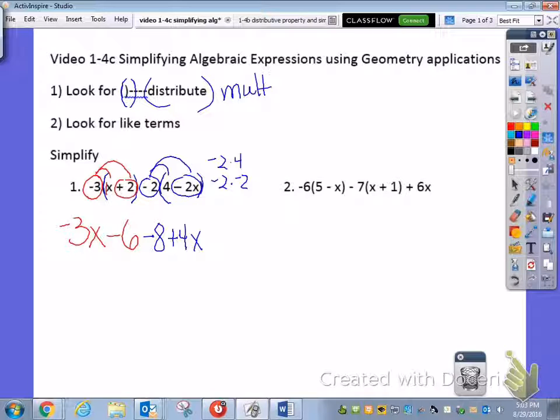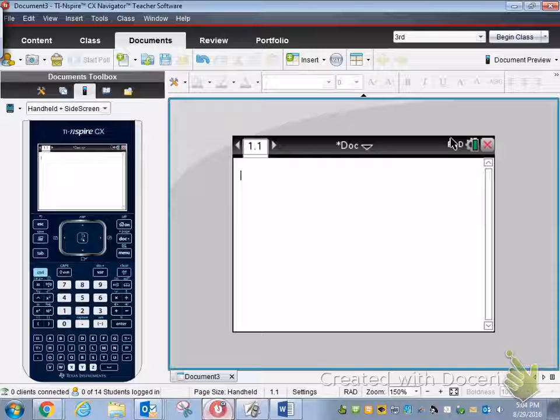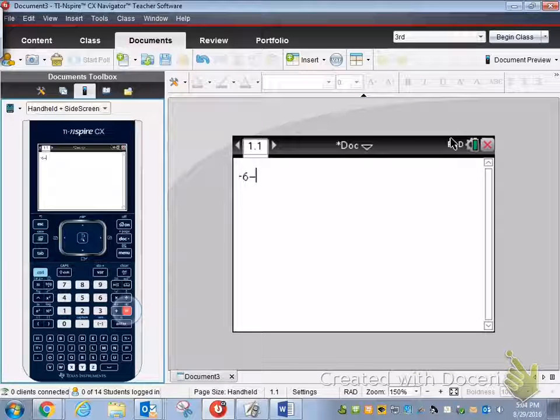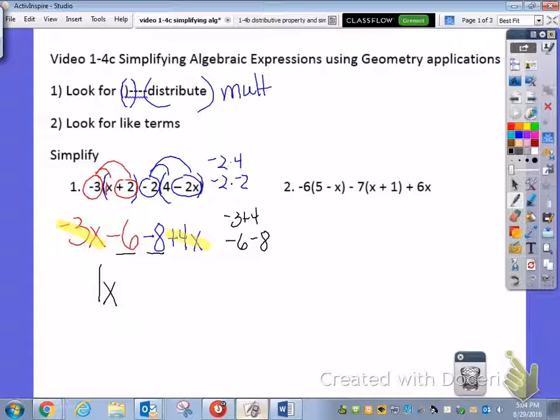Now, once you get rid of your parentheses, there's no more multiplication. So now you combine like terms. -3x plus 4x. So you're going to think of -3 plus 4. It is not times, it's plus. So that is a 1x. And then you have -6 minus 8. You're actually going to enter -6 minus 8 in your calculator. Okay? -6 minus 8. When it's in between two numbers, you enter a minus. So that's -14. That is your answer. Okay?